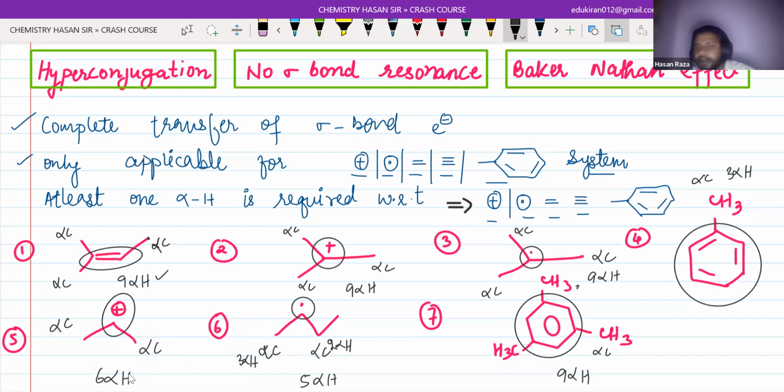This is how we calculate alpha hydrogen, and this alpha hydrogen is very important in our syllabus, because stability is directly proportional to the alpha hydrogen. Stability of carbocation, stability of free radical, stability of alkene, stability of alkyne, stability of phenyl, that is directly proportional to alpha hydrogen. The compound similar to this or same like this, which is having more alpha hydrogen, will be more stable. Is that clear?